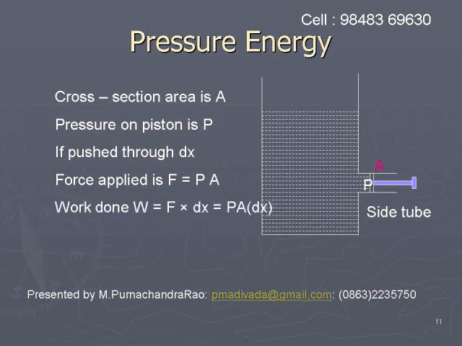Where P is pressure applied, A is area of cross section. Since dx is the distance moved, the work done is equal to PA dx. This work done will be stored in a small volume of the liquid, which is equal to A dx, and we call this the pressure energy of this liquid.